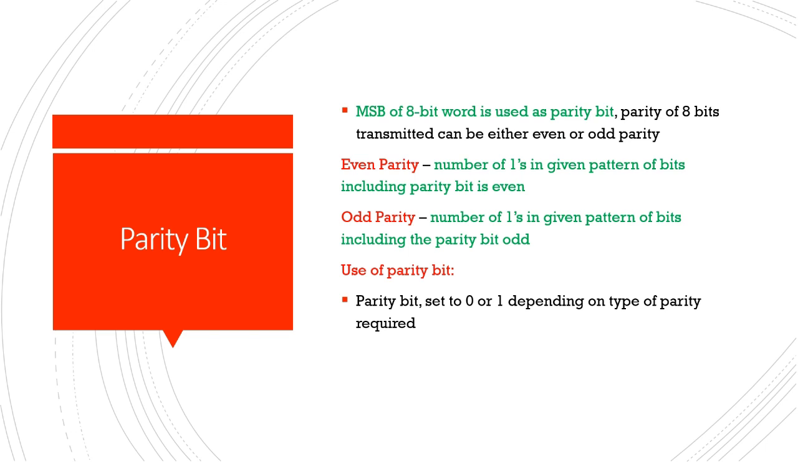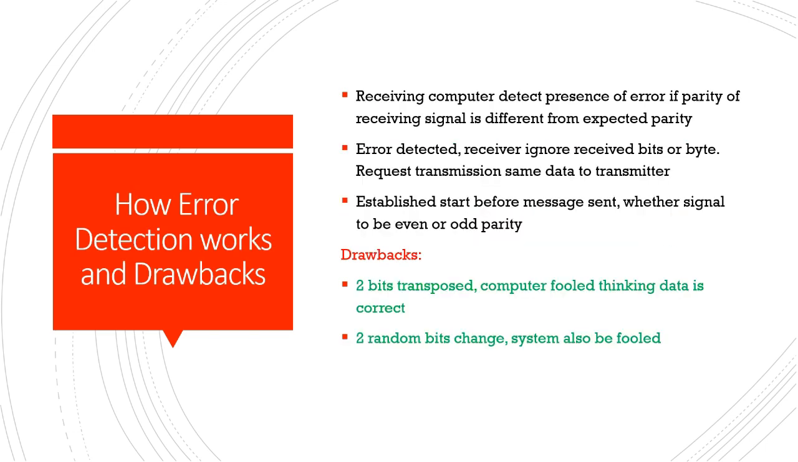So like I said, even parity is whenever there's an even number of ones in a given pattern of bits, including the parity bit. The odd parity is just whenever the number of ones in a given pattern of bits is odd, including the parity bit. So the parity bit will be set to 0 or 1 depending on the type of parity required. So how does it work?